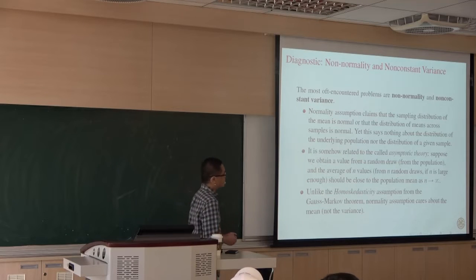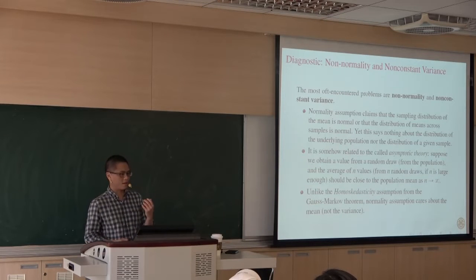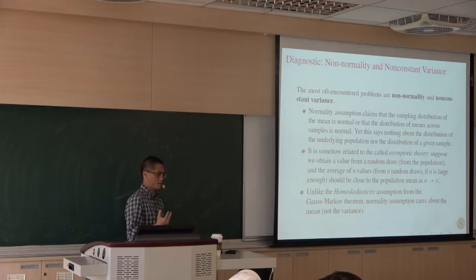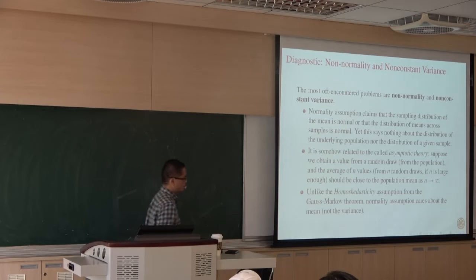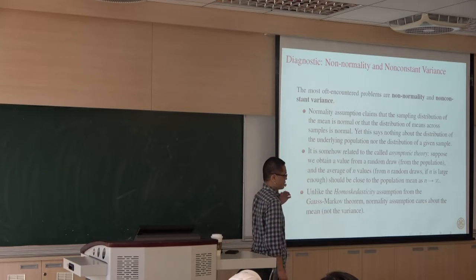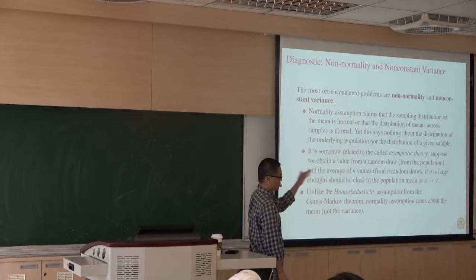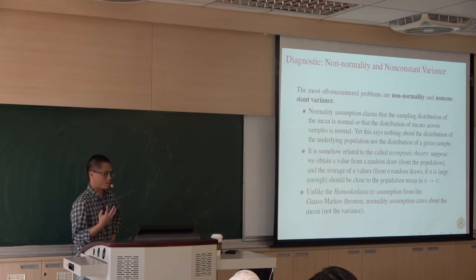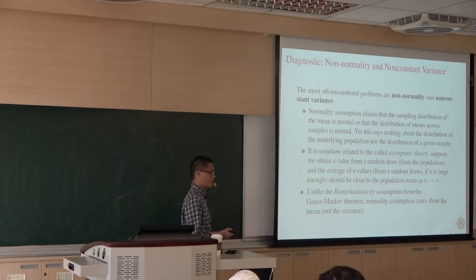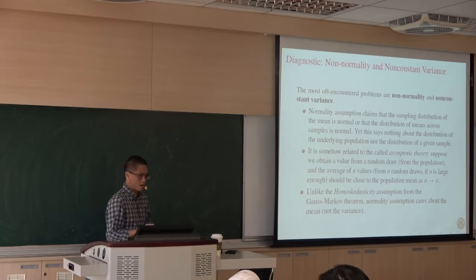So the most often encountered problems are what's called non-normality or non-constant variance. Normality says that the sampling distribution of the mean can definitely be normally distributed. For example, if you do random sampling n times, the distribution of the estimated mean can be normally distributed. However, this says very little about the distribution of the underlying population, because the underlying population may not be normally distributed, right?